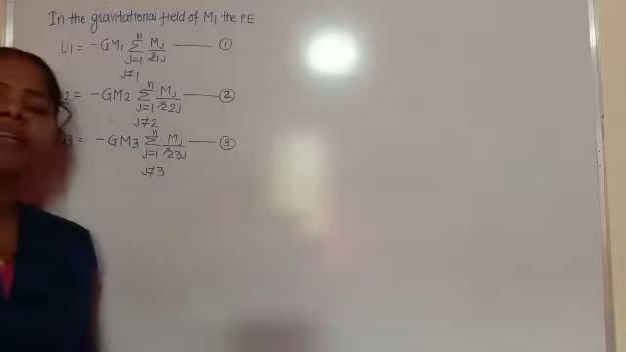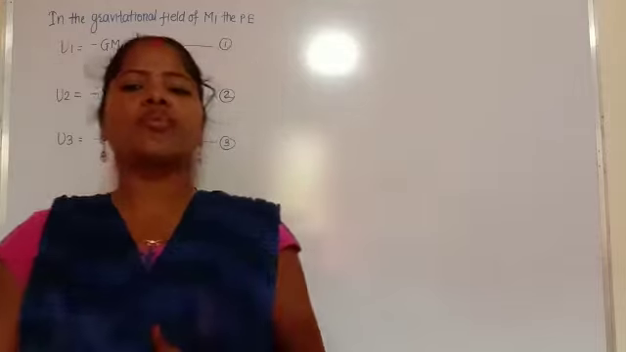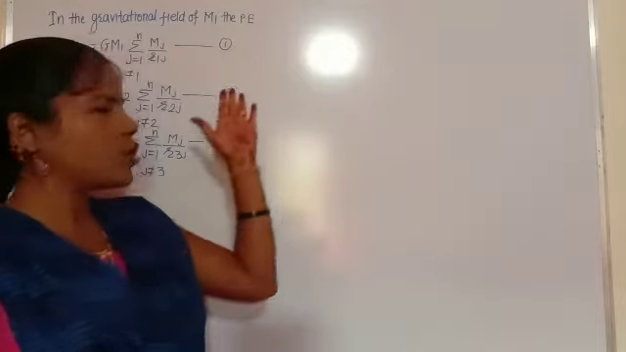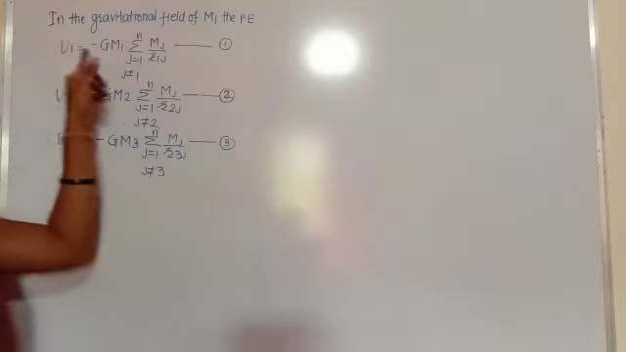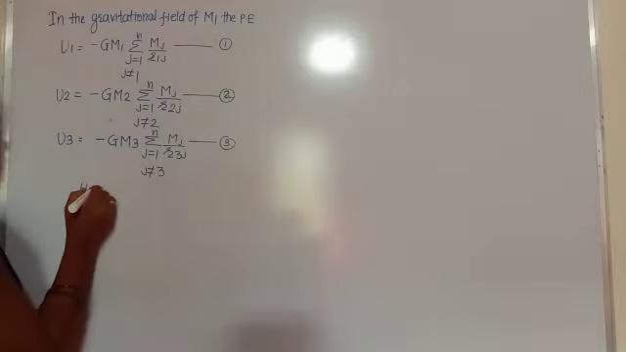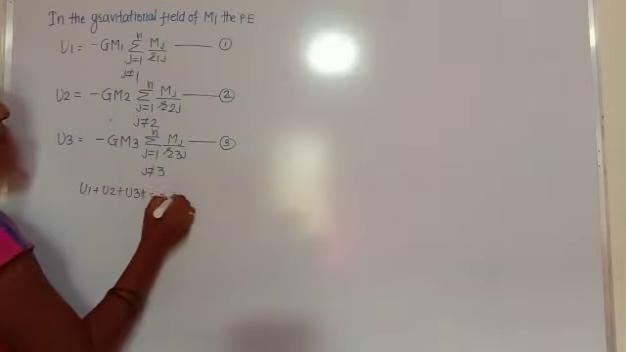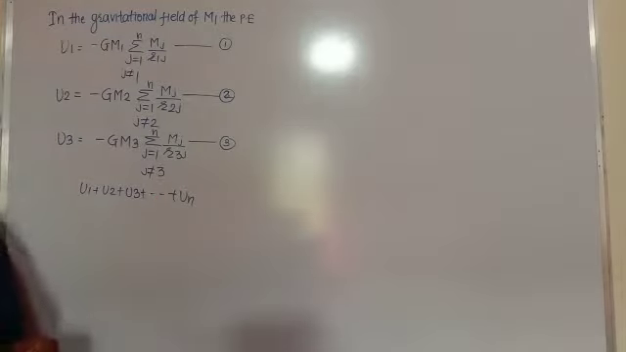We have to find the gravitational self energy of the body, so we find the sum of all these potential energies, that is u1 plus u2 plus u3 plus up to un, and so we calculate the gravitational self energy of the body.